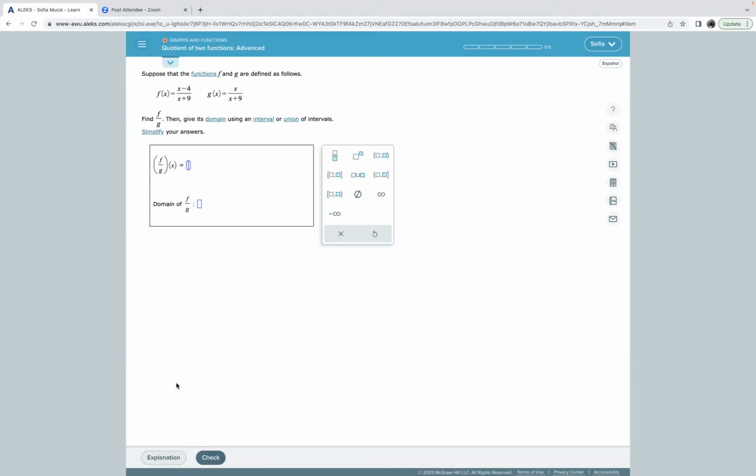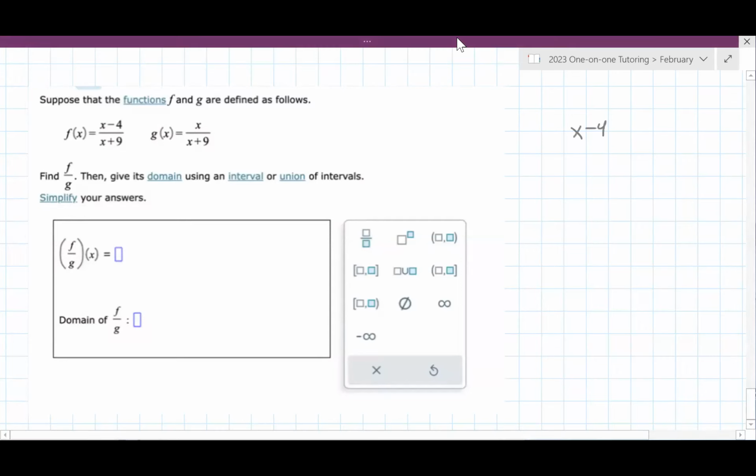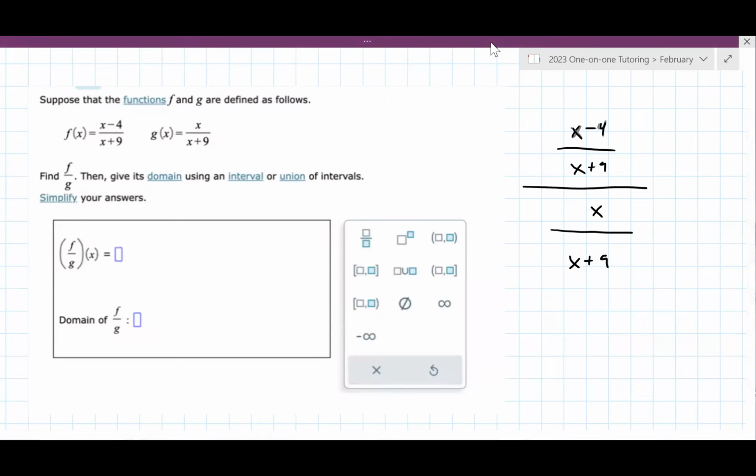Let me work this one out. Okay, let me give you some notes on this. All right. There's a couple of challenges here. One is that because f and g are both fractions, when you write it, it's (x - 4) over (x + 9), over x over (x + 9). Okay. And the bottoms do cancel.